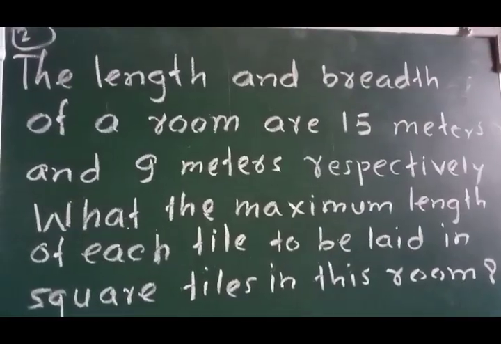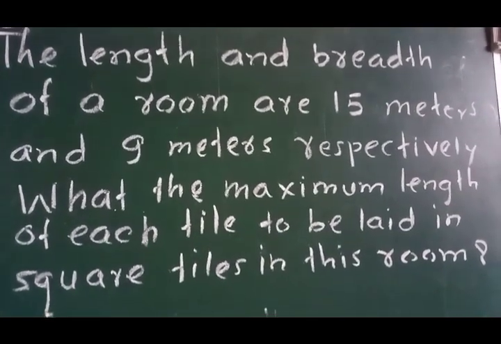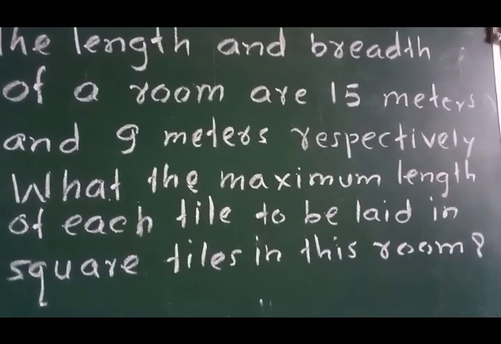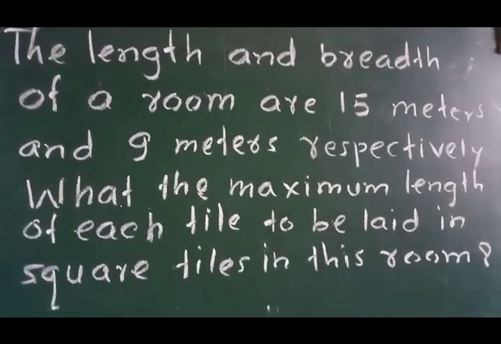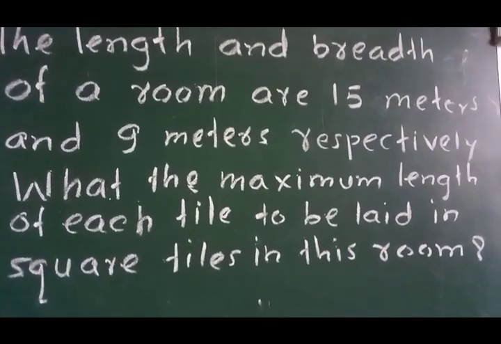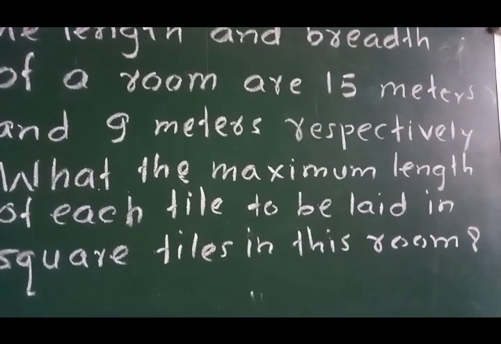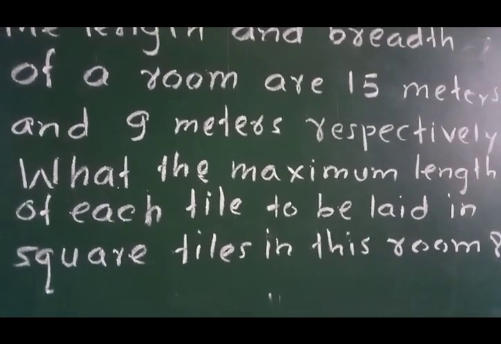Question 2. The length and the breadth of a room are 15 meters and 9 meters respectively. What is the maximum length of each tile to be laid in square tiles in this room? Question repeat. The length and the breadth of a room are 15 meters and 9 meters respectively. What is the maximum length of each tile to be laid in square tiles in this room?